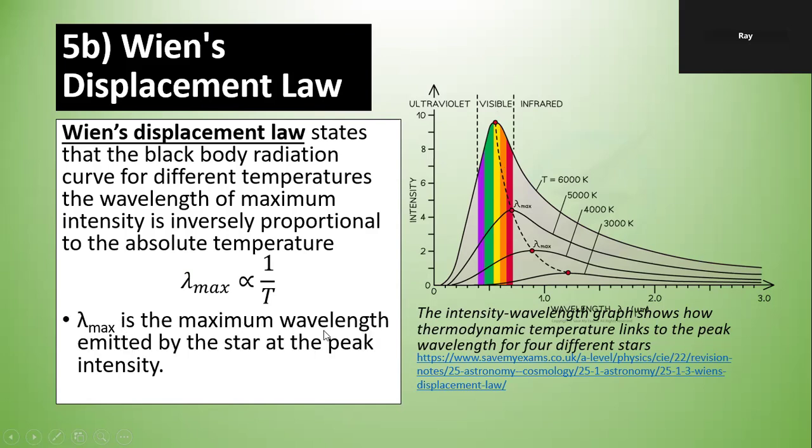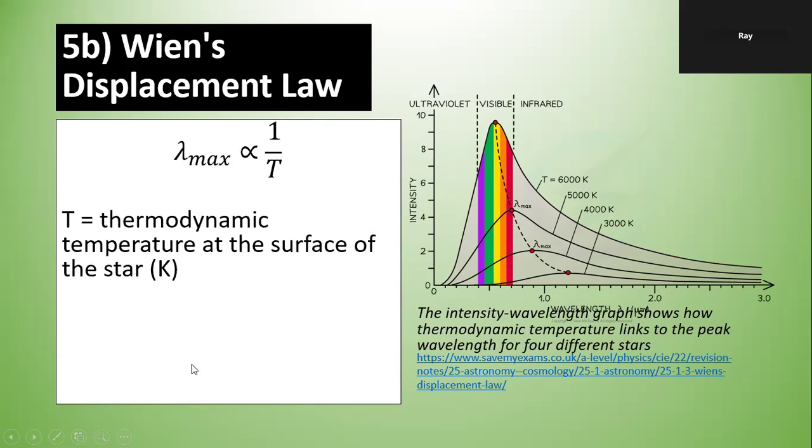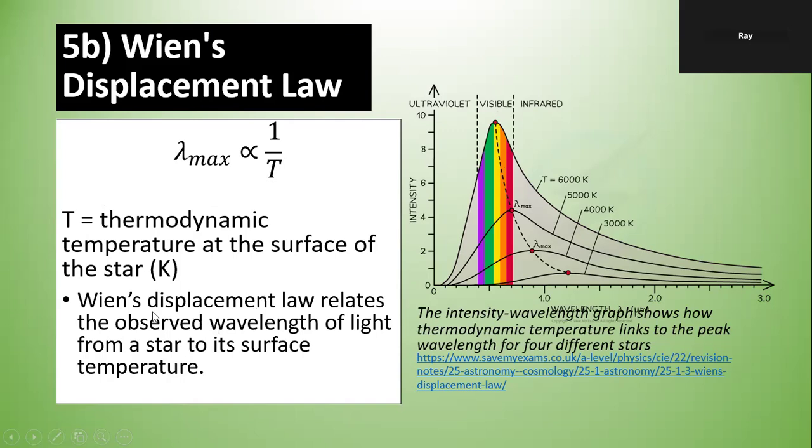Lmax is the maximum wavelength emitted by the star at peak intensity. T is the absolute thermodynamic temperature at the surface of the star. Wien's displacement law relates the observed wavelength of light from the star to the surface temperature. So by looking at the color of the star, we can use Wien's displacement law to estimate the thermodynamic temperature of the surface.